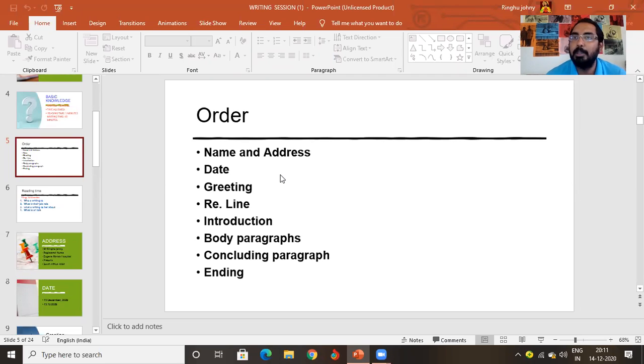So for the Malayalam people, let's again, name and address aadhyam ezhuthuka, date ezhuthuka, greeting line ezhuthuka, regarding line ezhuthuka. Name and addressum dateum angottum ingottum maari ezhuthan kuzhappamonnumilla, greeting lineum angottum ingottum maari ezhuthan kuzhappamonnumilla. Pinne introduction undu, body paragraphs undu, concluding paragraphs undu, ending. Ending means yours sincerely and your position: registered nurse, emergency nurse, head nurse, in charge nurse.